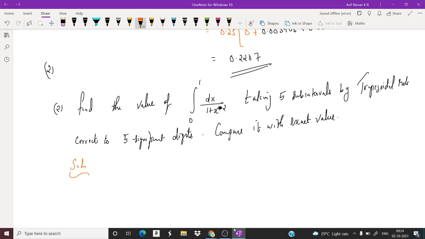we have to find the value of this integral by using the trapezoidal rule, and we have to take 5 subintervals. So 5 subintervals means n equal to 5. We have to cut it into 5 subintervals by the trapezoidal rule, and we want it correct to 5 decimal places, and we have to compare it with the exact value. So we have to calculate this integral directly and compare with the exact.